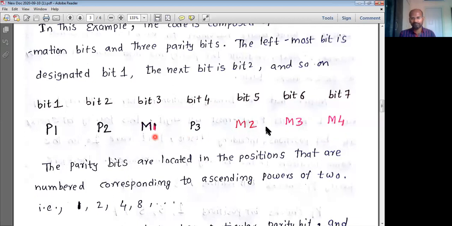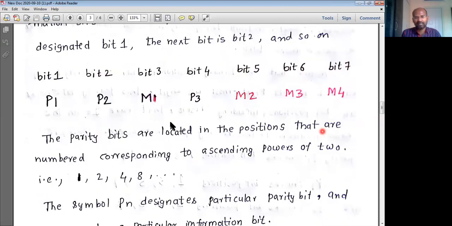So this is the structure of the Hamming code. The first bit is a parity bit, the second bit is also a parity bit, the third bit is the first message bit, the fourth bit is the third parity bit, and bits 5, 6, 7 will get message bits M2, M3, M4 respectively.